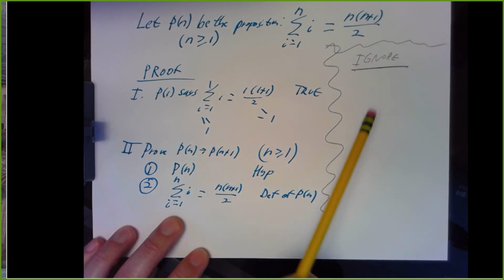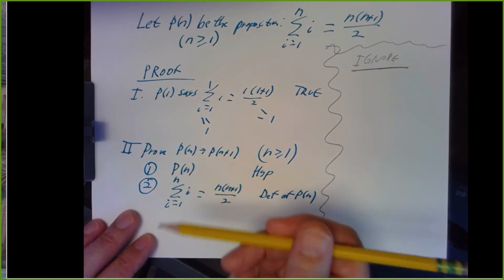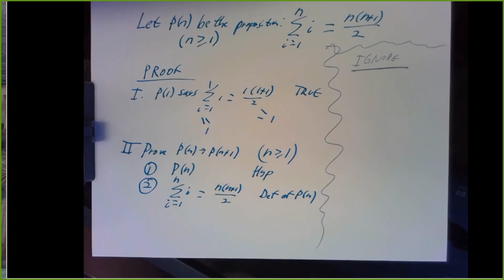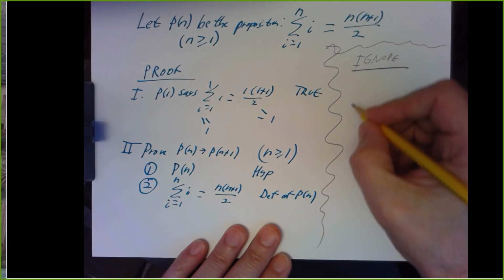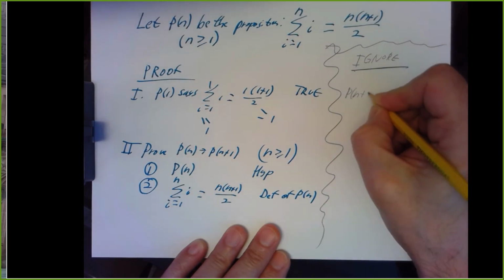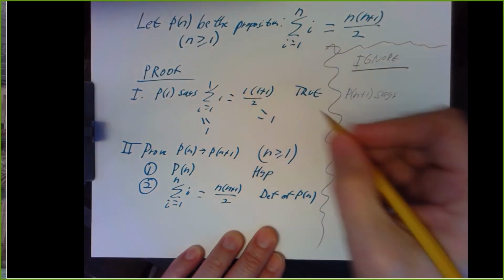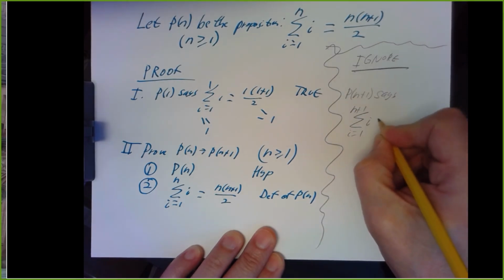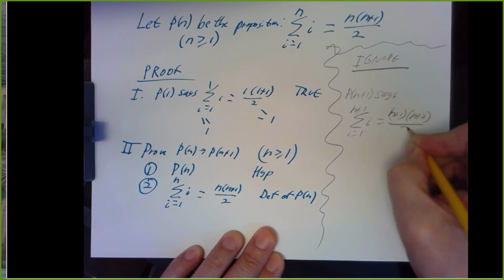All right, what am I going to put over here? I'm trying to show P of n plus 1. I'm going to go blah, blah, blah, and today's Tuesday, blah, and chickens lay eggs, blah, blah, blah, and therefore P of n plus 1, right? Well, if I know what P of n plus 1 says, I have a better chance of figuring out how to get there. So usually what I'm going to do over here is write down what P of n plus 1 says, and I'm just going to write down the definition. So P of n plus 1 would say the sum from i equals 1 to n plus 1 of i is equal to n plus 1 times n plus 2 divided by 2.